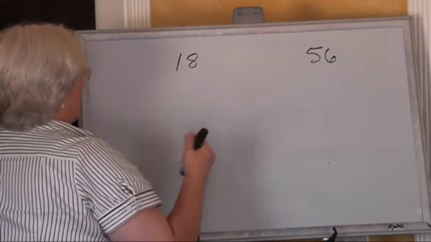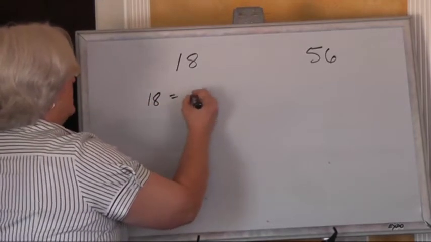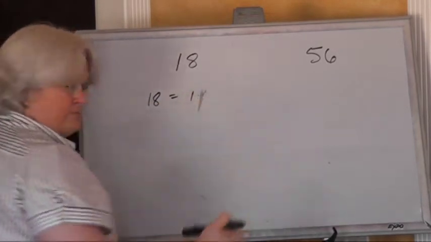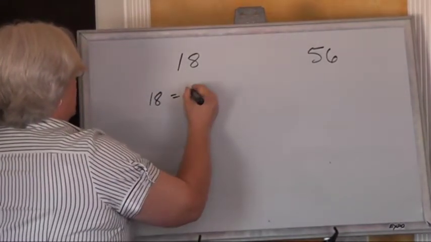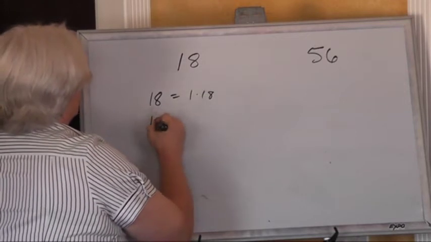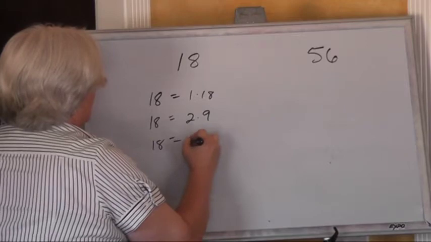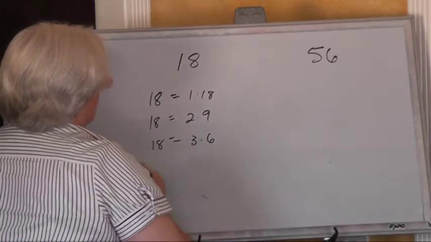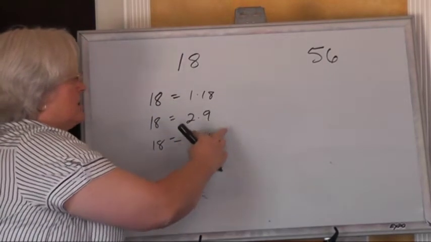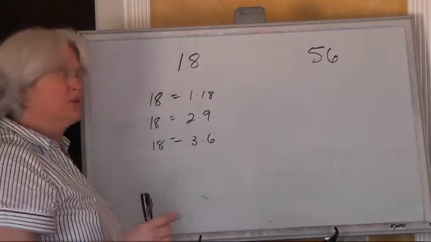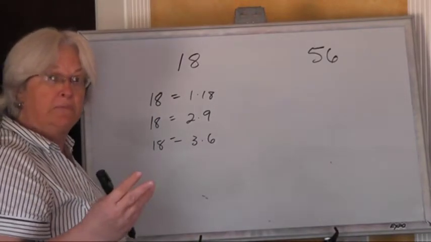Well, what factors can we use first to come up with 18? Well, we can say that 18 is 1 times 18. 18 is 1 times 18. 18 can also be 2 times 9. 18 can also be 3 times 6. And those are the three pairs of factors that will multiply together and give us the result that we're looking for, which is 18.